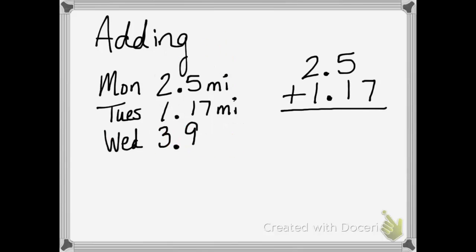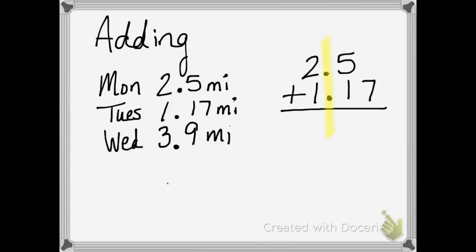Here's another example of adding. If I am keeping track of my running for the week, and I have run 2.5 miles on Monday, I've run 1.17 miles on Tuesday, and now I've run 3.9 miles on Wednesday, and I want to know, well, what's the total distance that I ran on Monday and Tuesday? Did I run as far in those 2 days as I did on Wednesday? And you can see that over here on the right. I've set up my addition problem again, and again, I've lined up my decimal points.